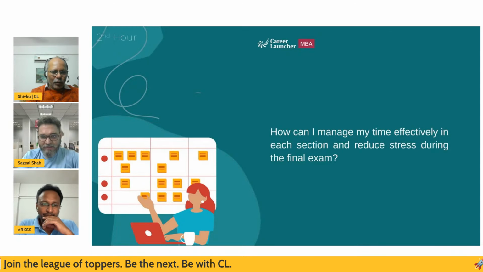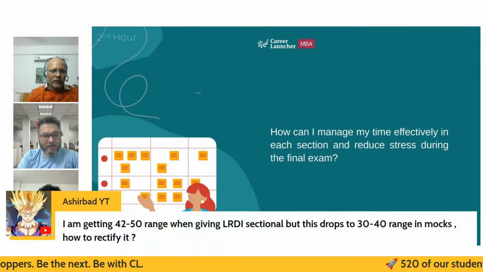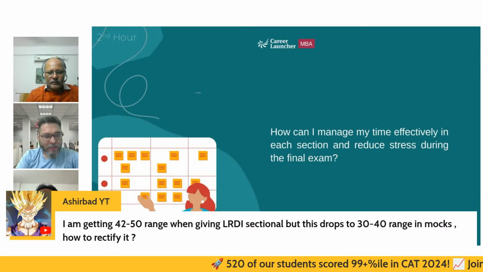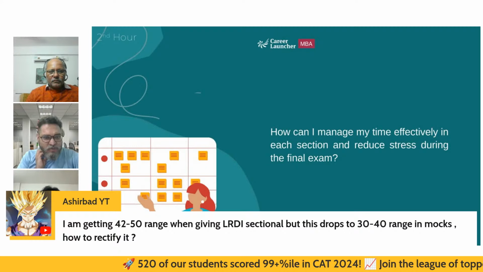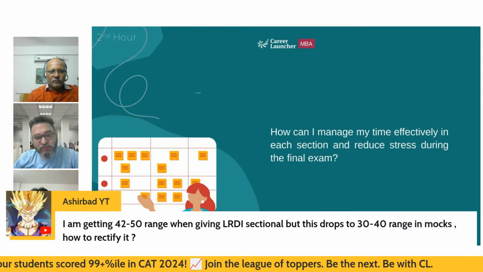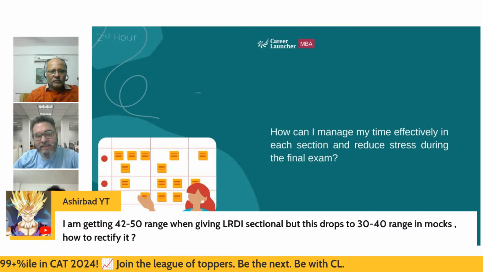Okay. You want to take the questions from the chat? Yeah, I think let's do a couple of them. I'm getting 42 to 50 range when giving LRDI sectionals, but this drops to 30 to 40 range in mocks. How to rectify this?